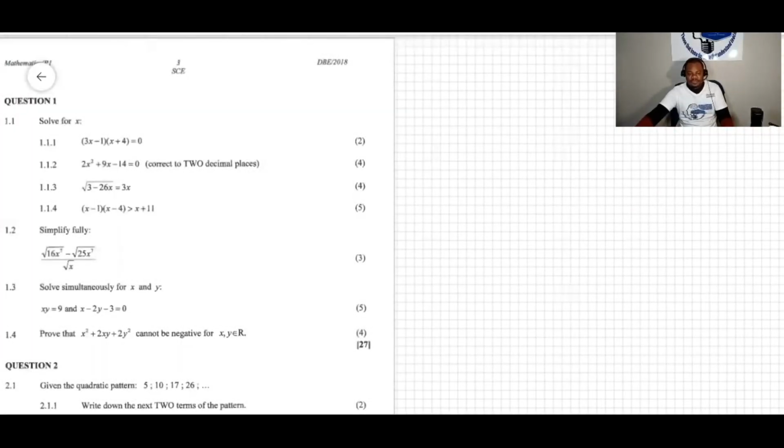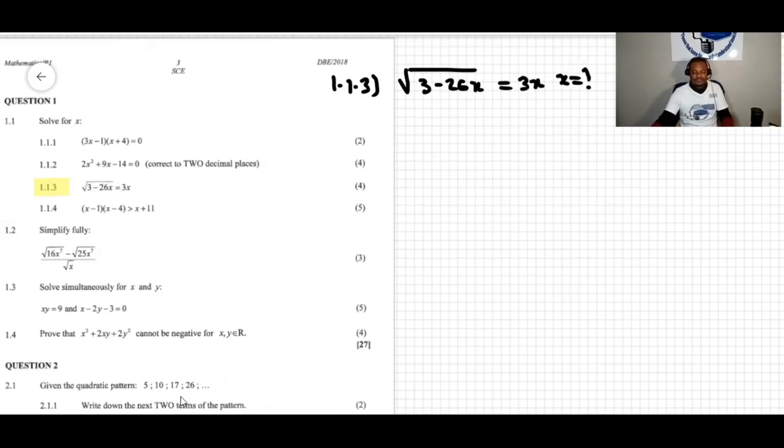Well, in the previous video, we did question 1.1.1 and question 1.1.2. Now we're going to do question 1.1.3. The question says, I'm going to write it here, 1.1.3: the square root of 3 minus 26x equals 3x. So we're still looking for x here. We're still solving for x.